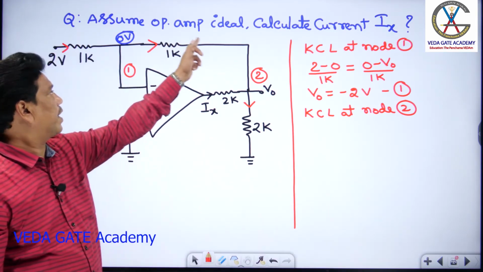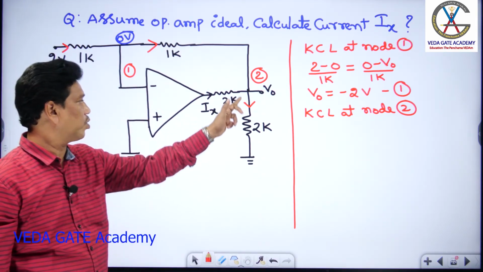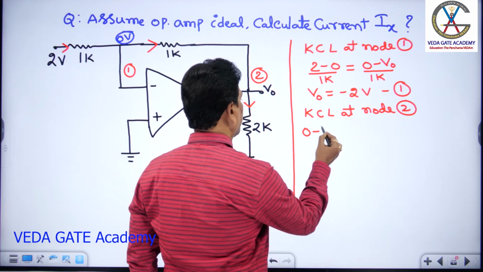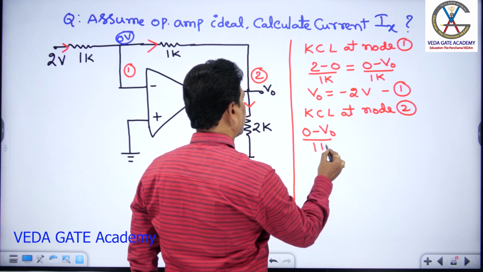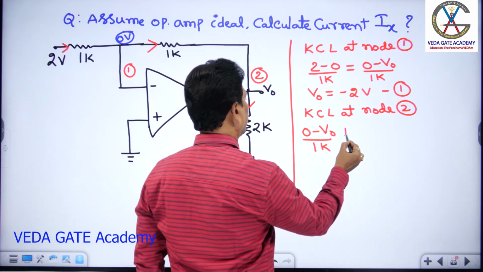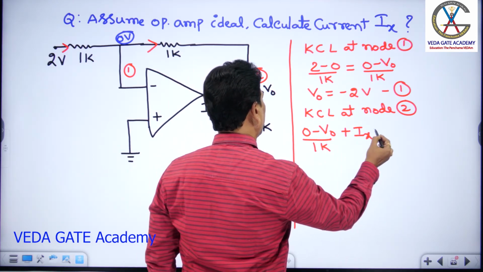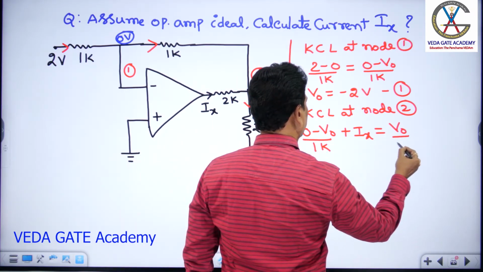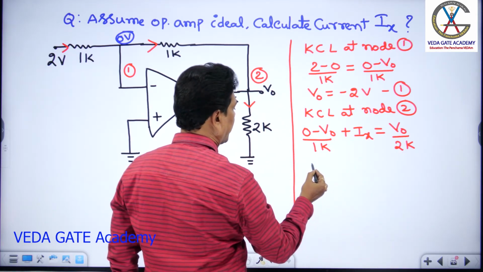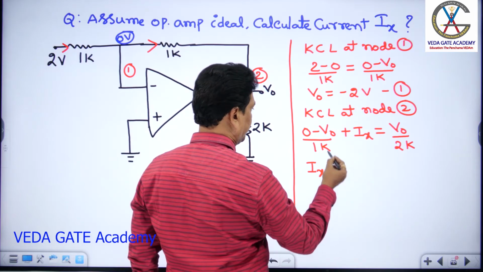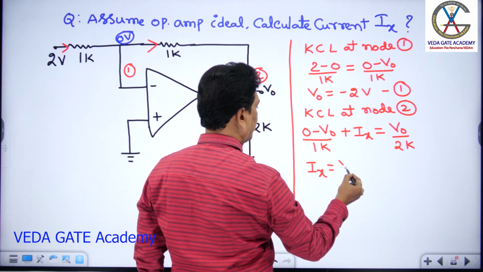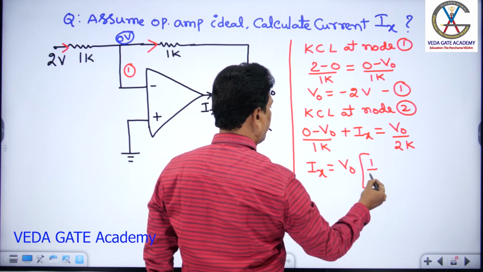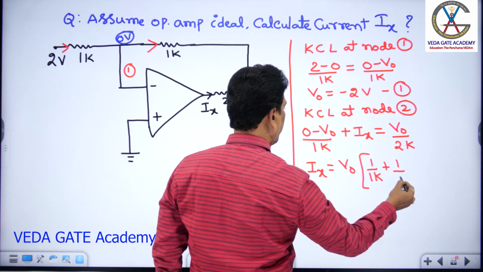So this is an incoming current, this is also an incoming current, and this will be the outgoing current. That is 0 minus V0 by 1K, which is one of the incoming currents, plus, in this branch the current coming is Ix, that I need, equal to V0 by 2K. Now I need Ix, so taking this side, that becomes plus V0 into 1 by 1K plus 1 by 2K.